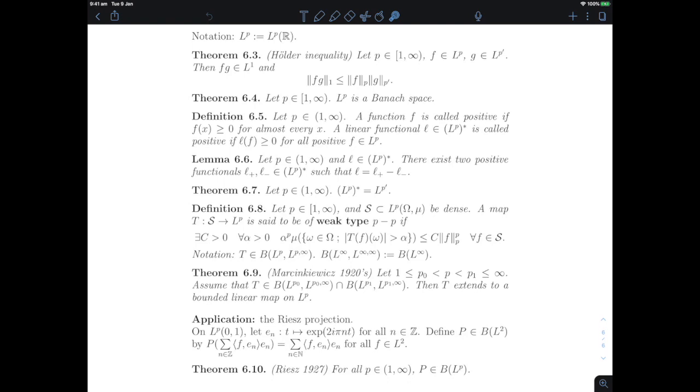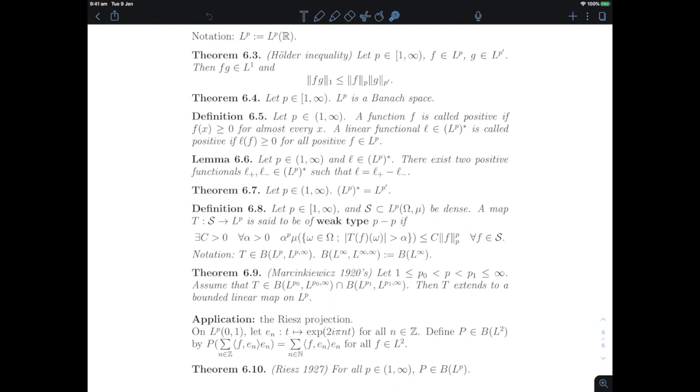What is weak type? So we're looking at a map, not necessarily linear, not necessarily defined on all of LP. It's usually only defined on a dense subset, typically the C-infinity compactly supported functions, which form a dense subset of all the LP spaces except L-infinity. You're asking for something that's a little bit weaker than being bounded on LP. So you're asking not for a control of the LP norm of Tf, but a control on the measure of the set where |Tf| is greater than alpha.